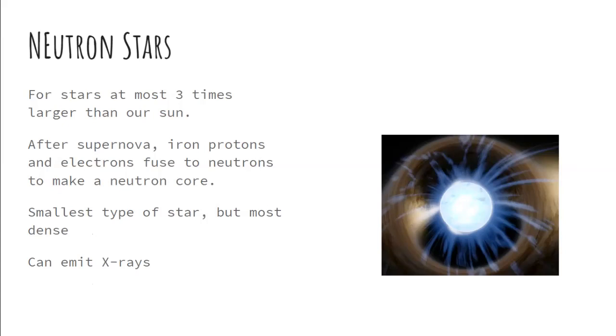This is the smallest type of star, but it is the most dense. So this can be smaller than a white dwarf star. Even though it has such a small space, it has so much mass, so it has a strong amount of gravity. And also because of this, it can emit X-rays. Now, it's not big enough to collapse in on itself. That's what's going to happen for a black hole.